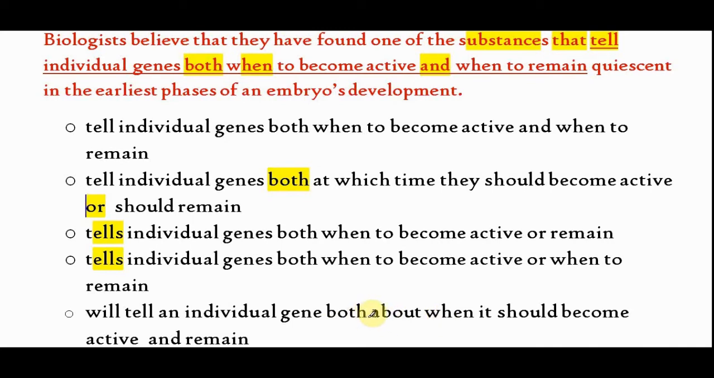So after both it is about, and that is why after and it should be any preposition. So that is called parallelism error. Why? Because it is a prepositional phrase. So E out, A best option.